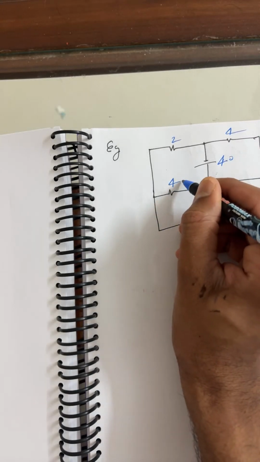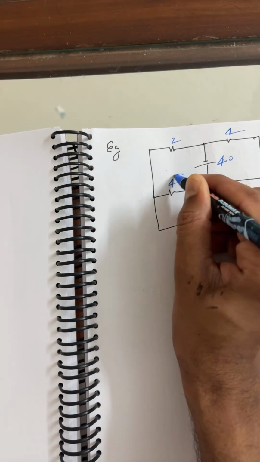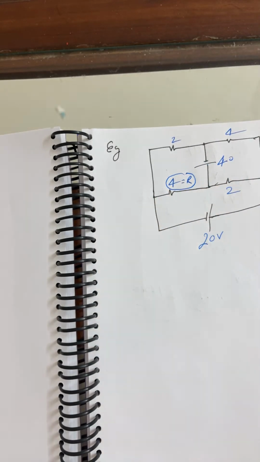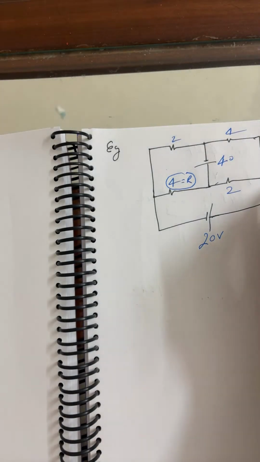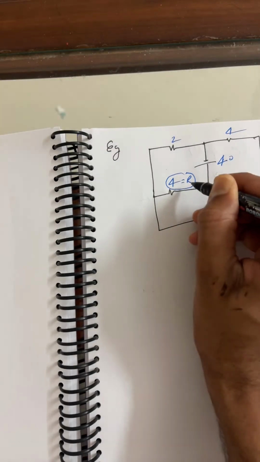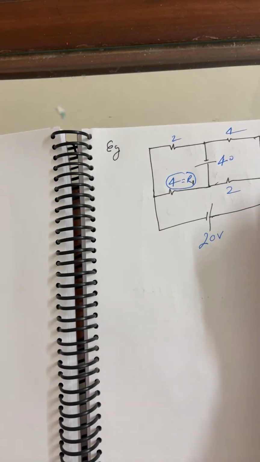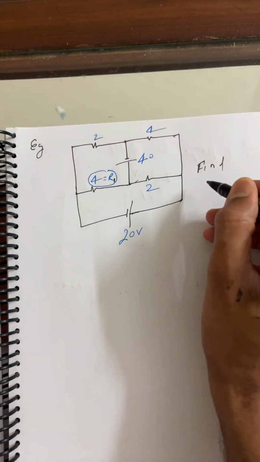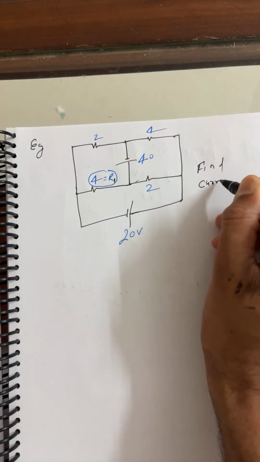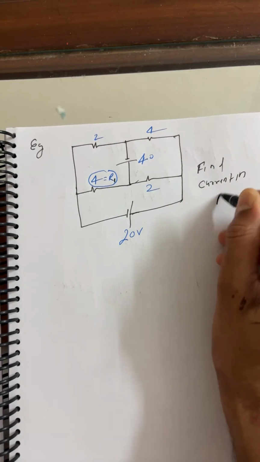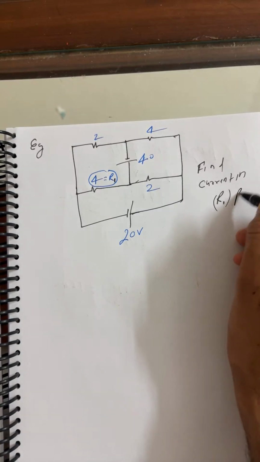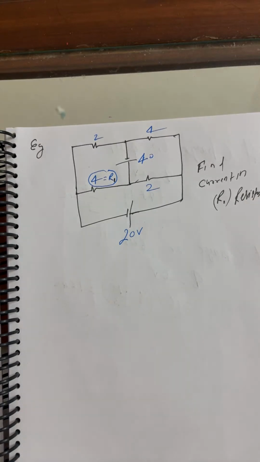But you need to find, let's say R is equal to 4. Find current in the circuit. Find the current in the R1 resistor. Okay, so it's easier. Easily you can do this question.